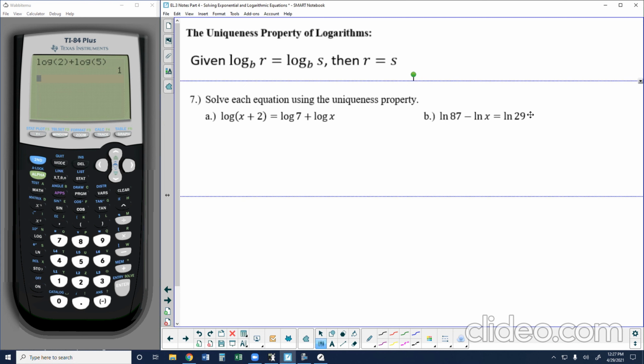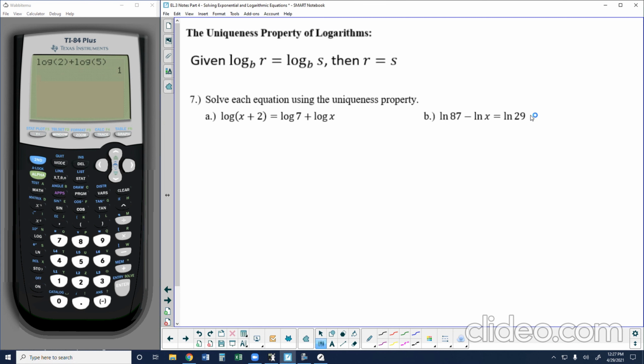We saw this with exponential equations. If an exponential equation a to the x was equal to a to the y, then x had to equal y. It's the same property that we had there, just now with logarithms. So this is helpful when you have logarithms on either side of equations, and they are all the same base.